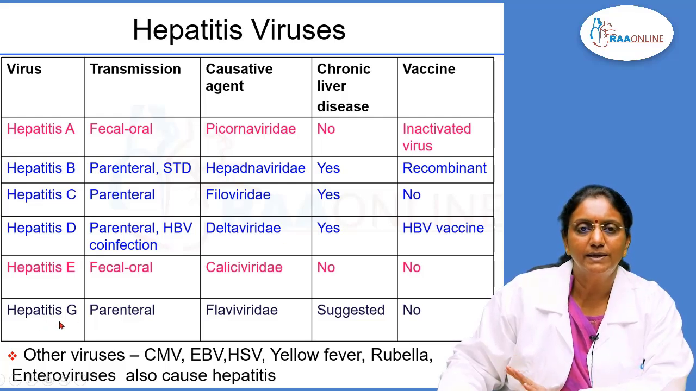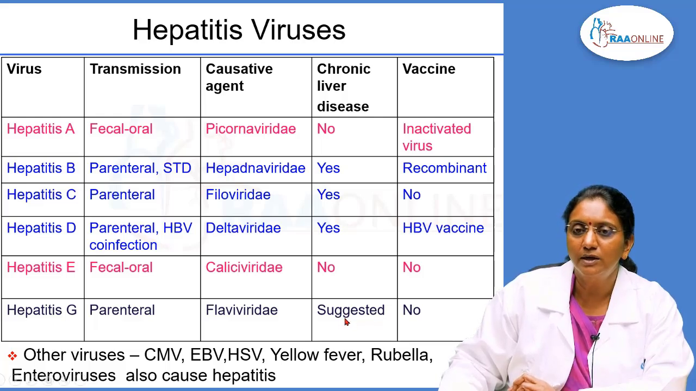Then hepatitis G virus is transmitted through the parenteral route. It also belongs to the Flaviviridae family. This virus has been recently discovered. Its role in causing chronic and long-standing liver disease has been suggested, but no solid evidence has been proved yet, and there is no vaccine available for this virus as of now.